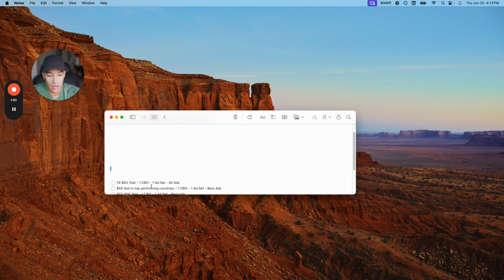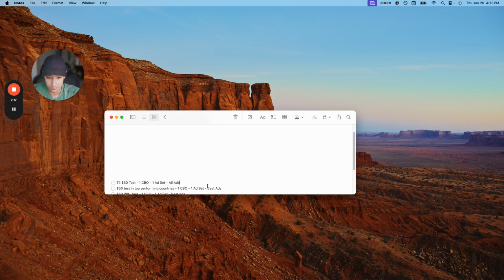So I would recommend making campaigns in the top performers. Maybe all 4 are performing well, maybe it's just 1 or maybe just 2. Just make a new campaign isolating that country for $50, but this time you're going to do one CBO, one ad set, and then you're just going to put your best ads in that ad set from your original test. So not all your ads. You're trimming the fat here and getting rid of the bad ads and just isolating the best country with the best ads.